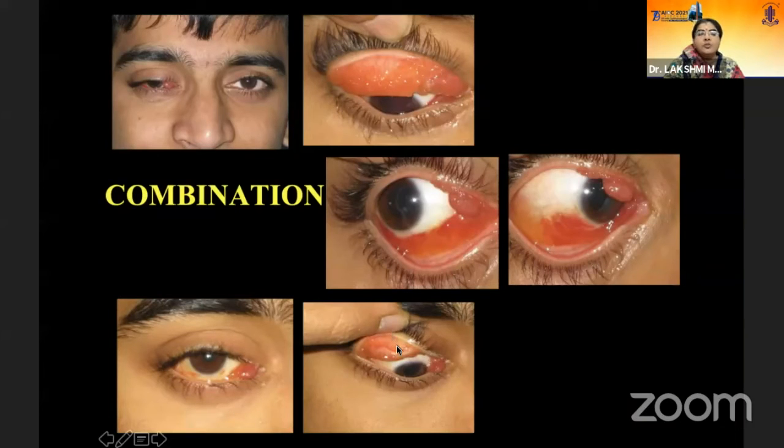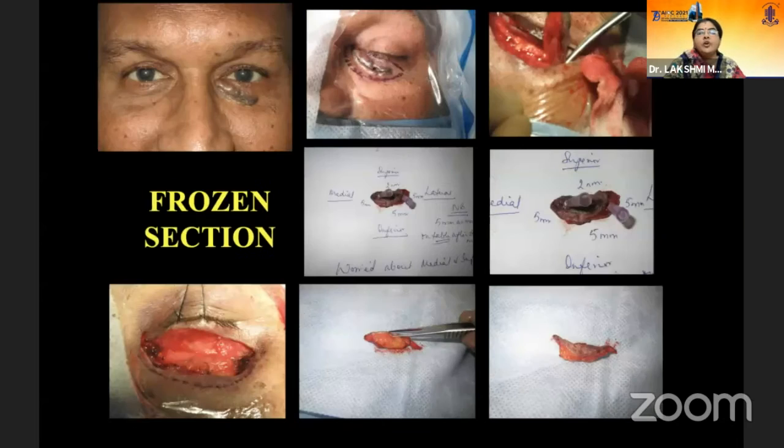You can't debulk the lesion fully sometimes, especially in young patients, because you don't have much skin there for them, because the skin is nice and taut. So a combination may be needed. This is an example of frozen section. Here I could give only a 2 millimeter margin above.